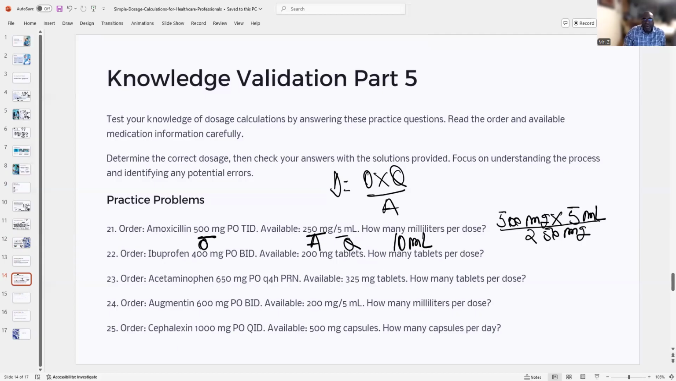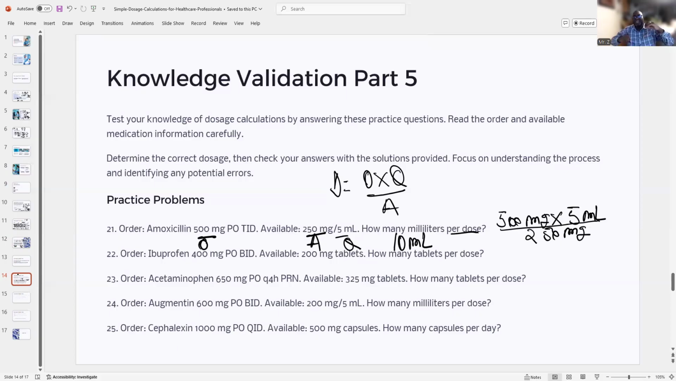But Mr. Ziba, why did we not multiply that by the frequency of TID? It's because they're asking you per dose. The only time you will do that is whenever they ask you what would you give per day. But remember, they don't have to tell you per dose. It means how many milliliter will you administer?